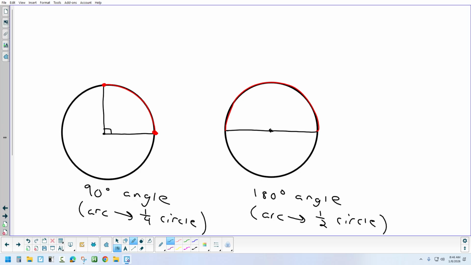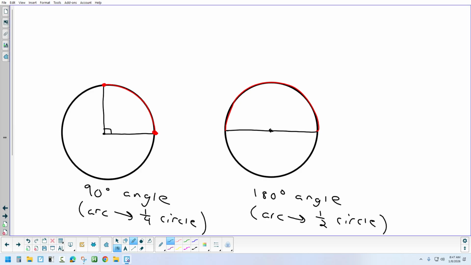So I want to see if there's a connection between what happened to the angle and what happened to the arc. To get from 90 to 180, what did I do to 90? Multiply. Yeah, I multiplied it by 2. So I doubled the size of the angle. What happened to the size of the arc? Got bigger. Can you be more specific? 180 angle is bigger than 90. Okay, that's true. It is bigger, but I'm looking for something more precise. Double in size. It doubled, yeah.